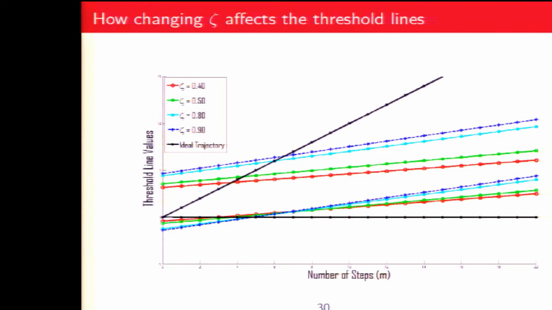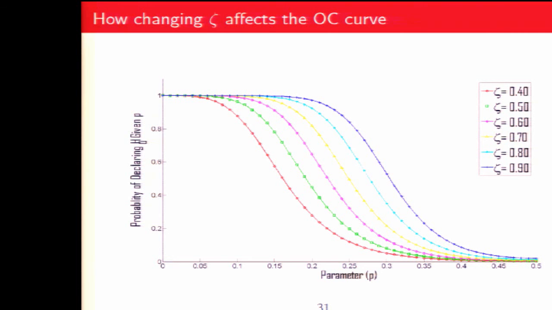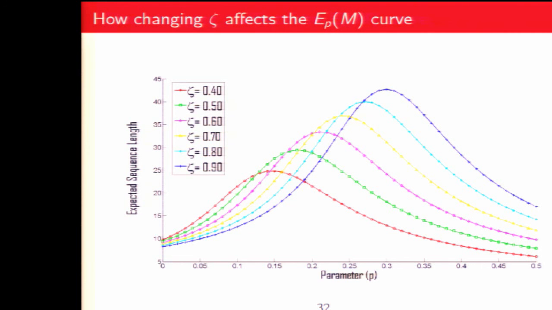This is what happens when you adjust the zeta. The adjustment to the zeta is basically tilting the threshold lines. This tilt of the threshold lines basically trades off type 1 for type 2 error. And its effect on the operator curve is to slide the operator curve in one direction or another by moving that indifference region. And the key thing that this does for us is it moves the maximum of the expected sequence length over to the side.